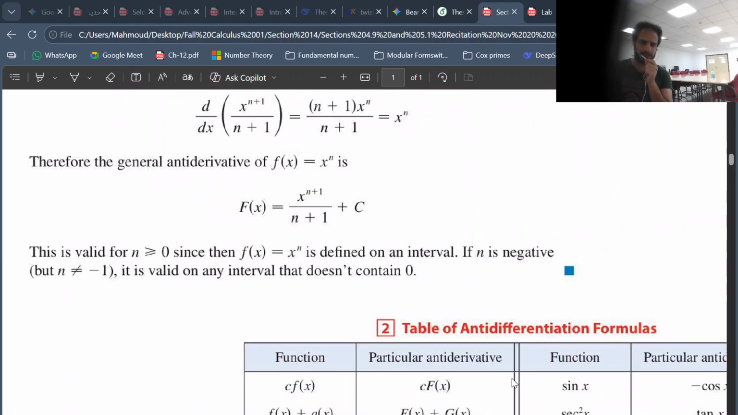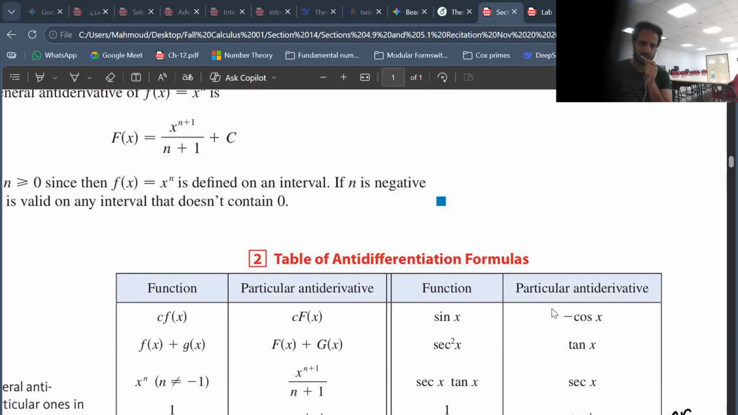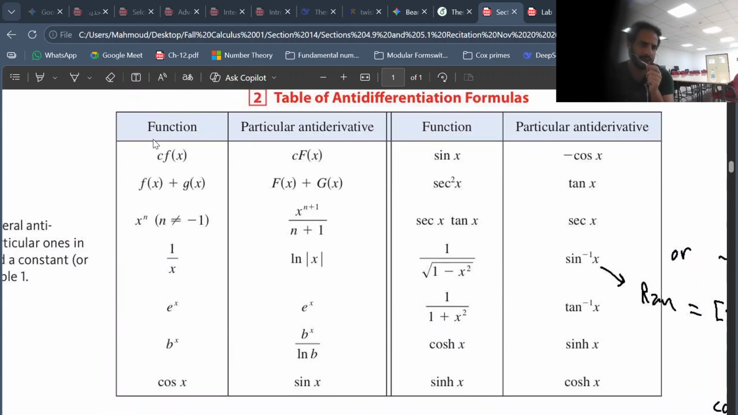Now, see this table of anti-differentiation formulas. When you multiply a function by a constant, the particular antiderivative is just c times the antiderivative of f. So no problem with c when you multiply by a constant. And for addition, you add the two antiderivatives. x to n is x to n plus 1 over n plus 1 if n is not minus 1. 1 over x gives ln absolute value of x. e to x gives e to x. b to x gives b to x over ln b.